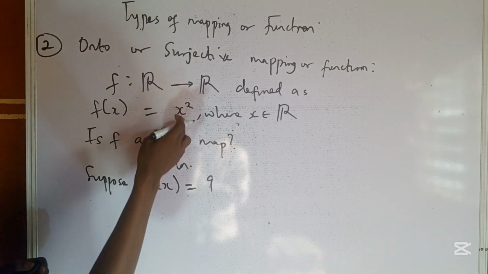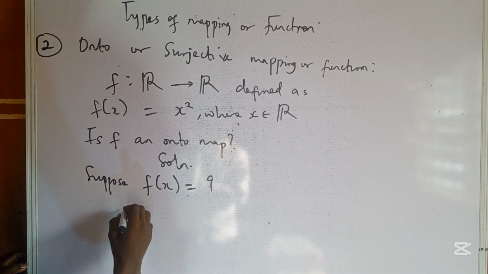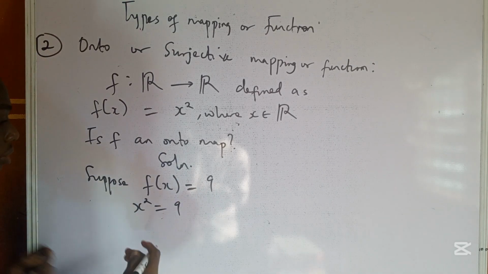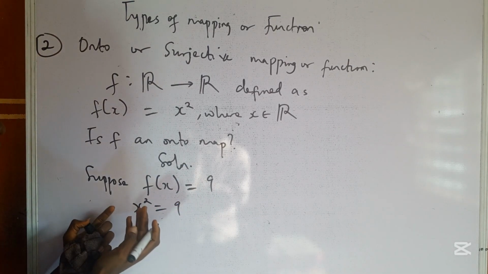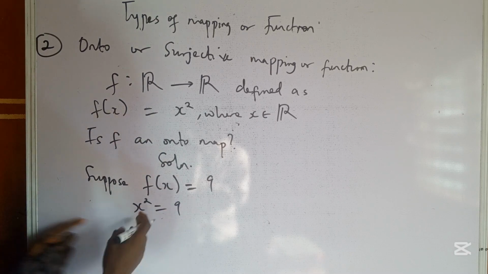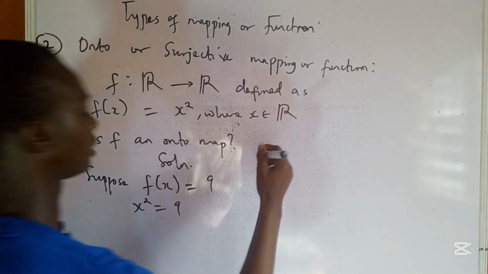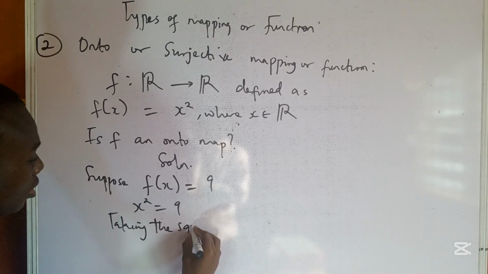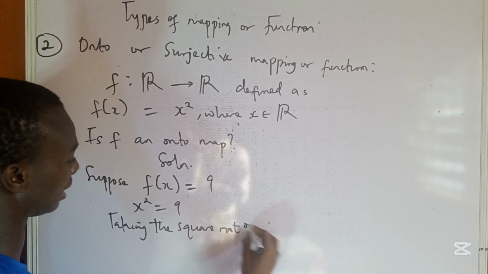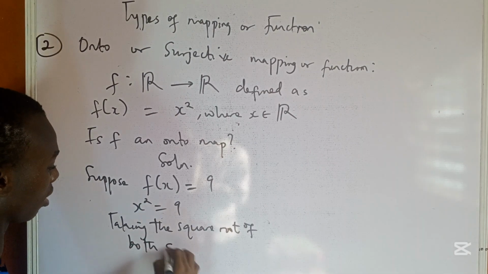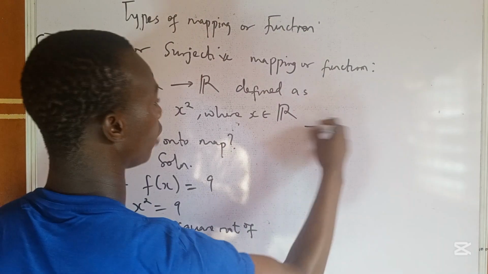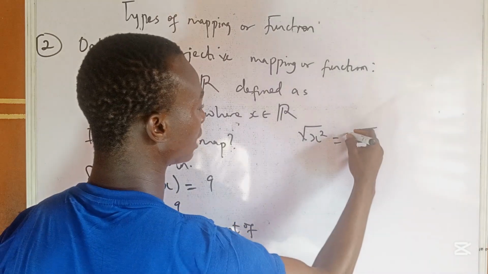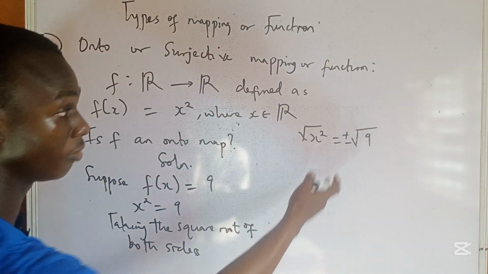We say f of x is equal to what? x squared, right? So it means we have x squared equals 9. And from the knowledge we have about a quadratic equation, we can just take the square root of both sides. So taking the square root of both sides, we are going to have the square root of x squared equals the square root of 9. Plus, don't forget your plus or minus sign. Square root takes the form plus or minus.